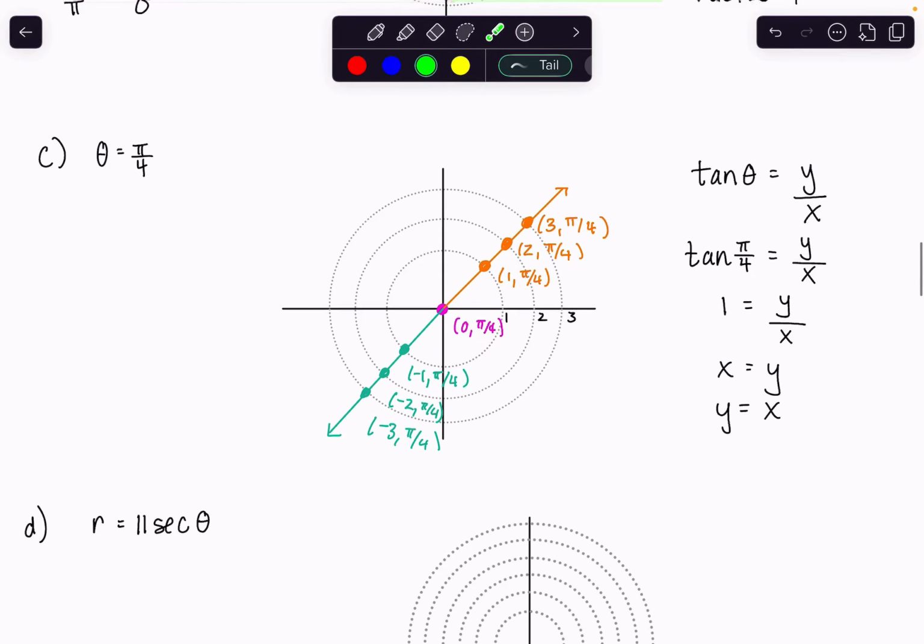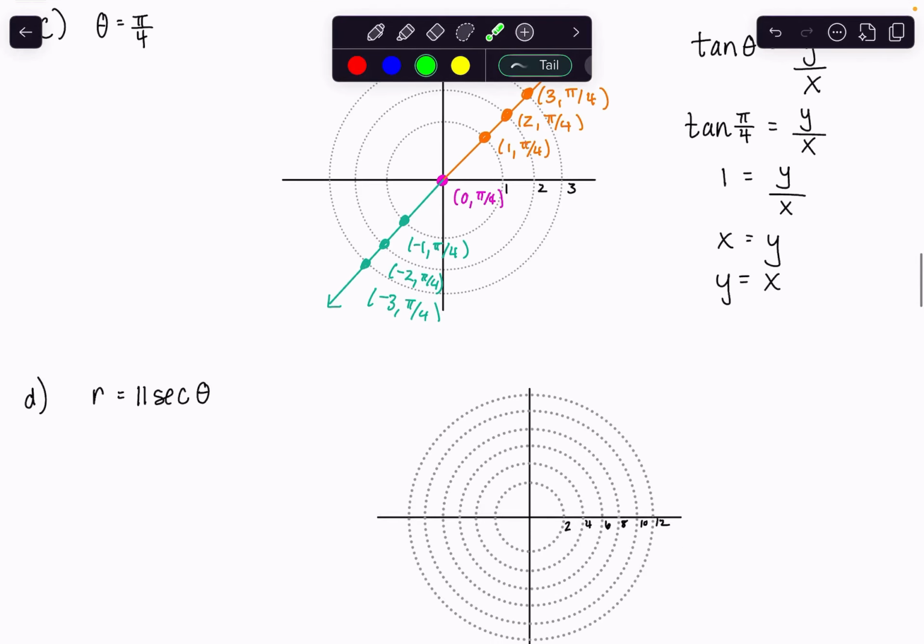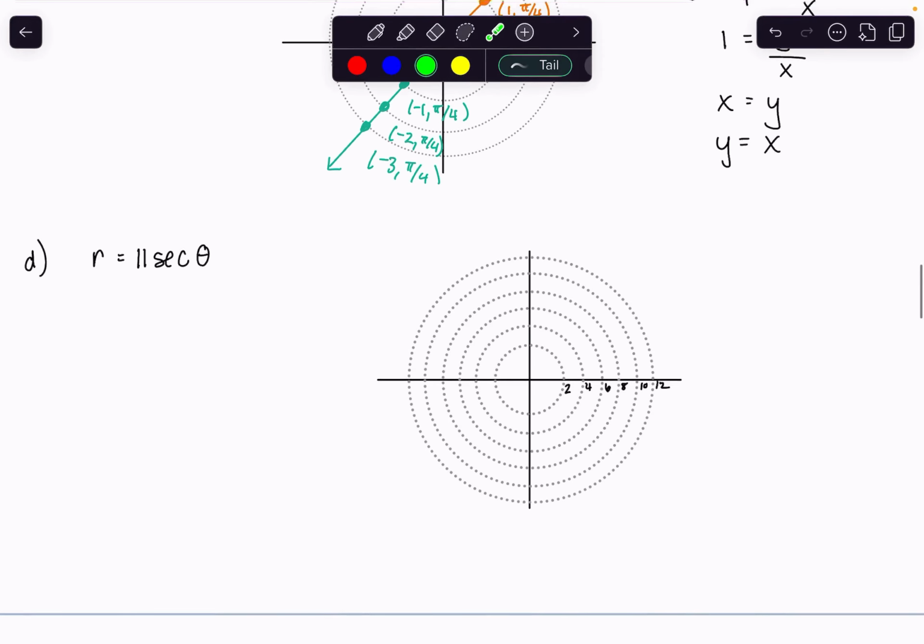So I've got one more of these before we talk about all of our special curves. And this is r is equal to 11 secant of theta. Now I can sit here and plug in theta values that I know how to evaluate secant at, but it is definitely a little bit tedious to do. So instead, what I'm going to do is show you the Cartesian form of this, and then the polar curve is exactly the same.